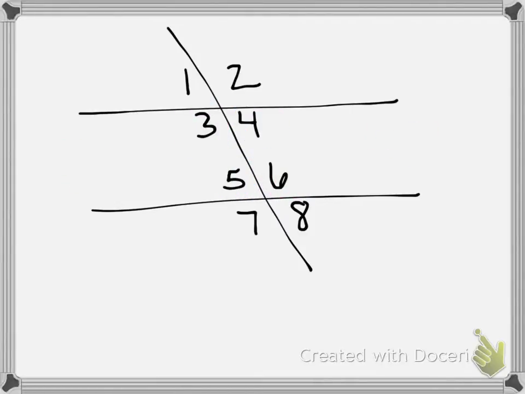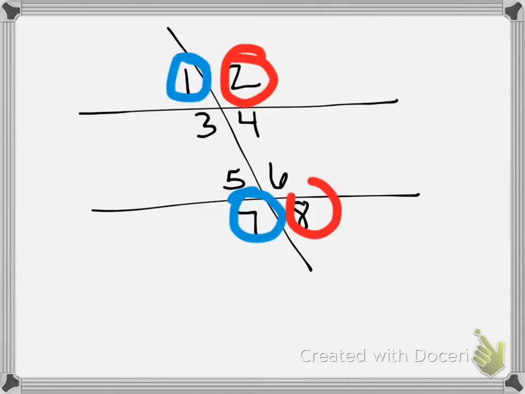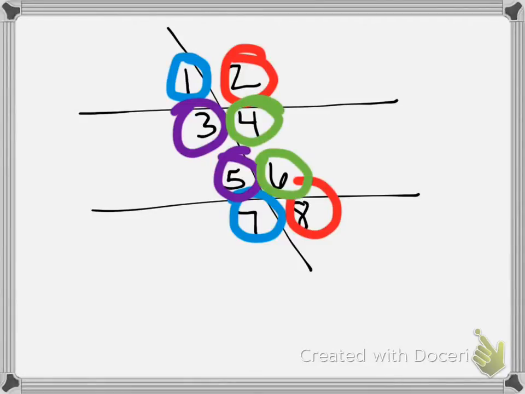Now we're going to start talking about same side interior angles and same side exterior angles. Same side being same side of the transversal, interior versus exterior. Same side exterior angles would be 1 and 7, as well as 2 and 8. Those are same side exterior angles. Same side interior angles would be 3 and 5, as well as 4 and 6. So those are same side exterior and same side interior. All that should be written in your foldable.